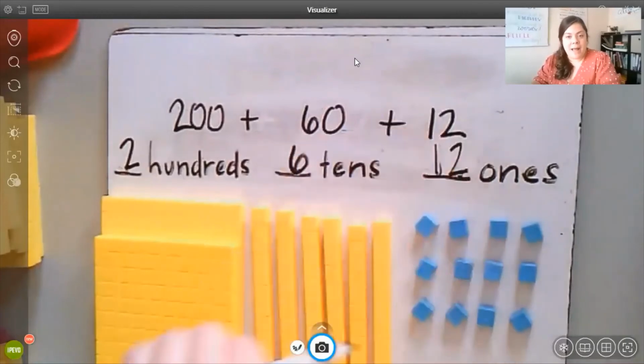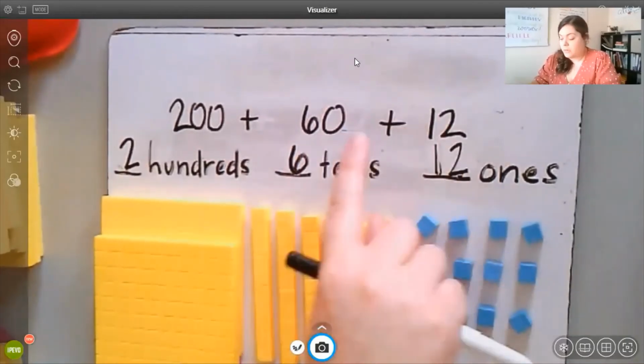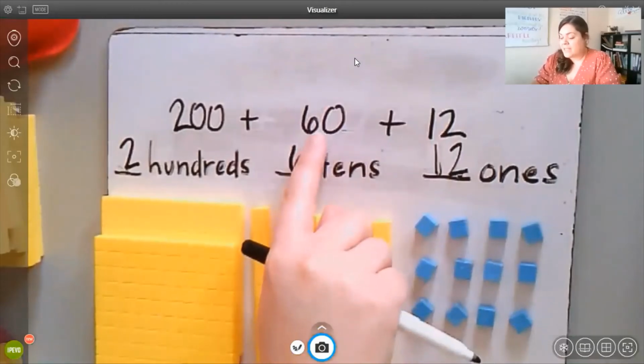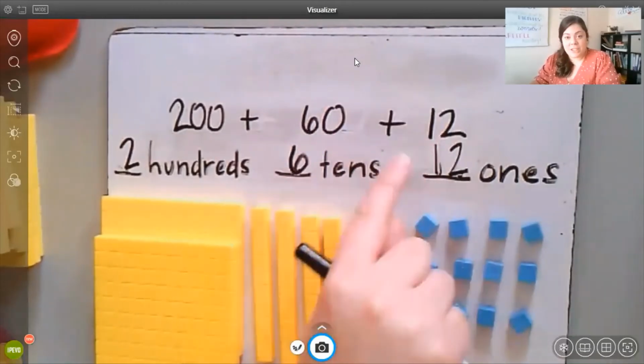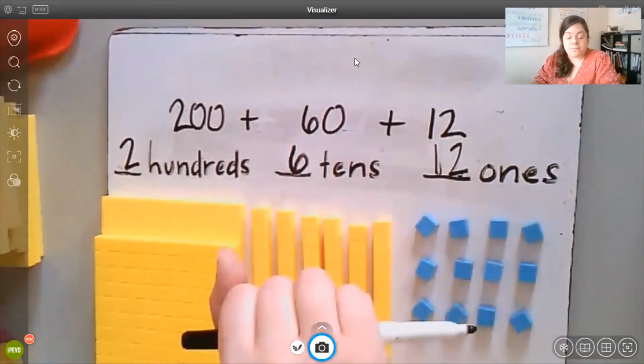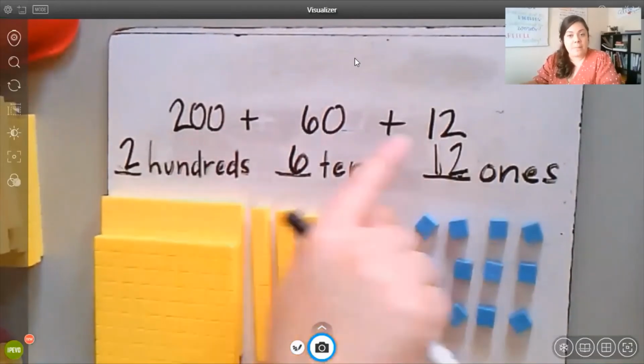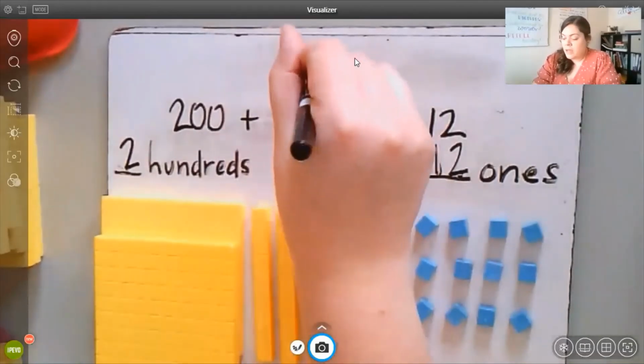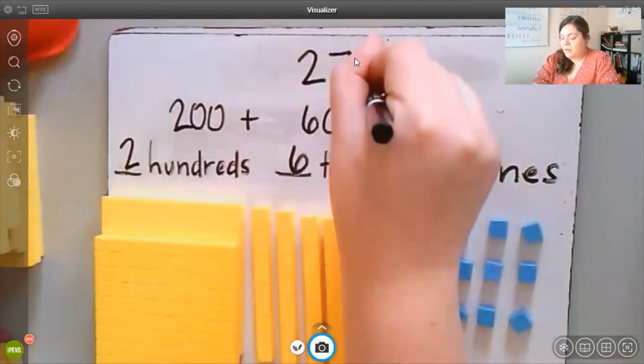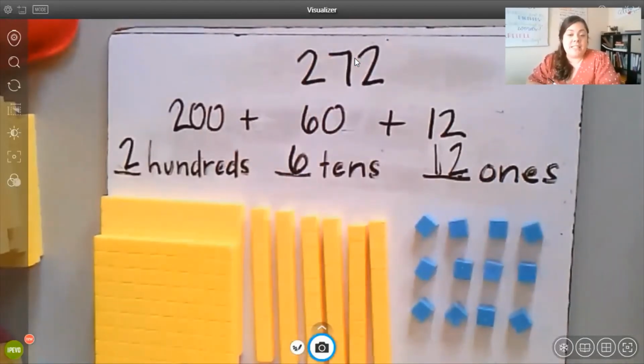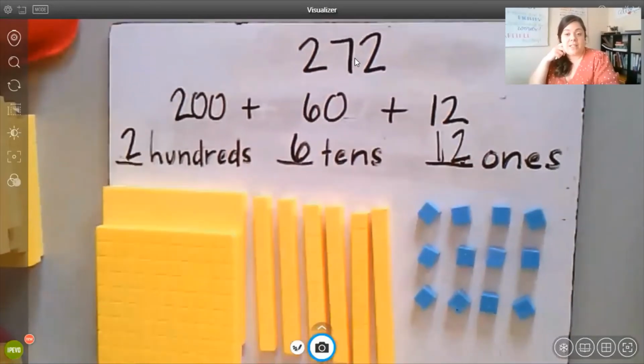I might try and combine my 60 and my 12 to see what that adds up to, or what my sum is. So I have 60 plus 12. That's going to give me 72. Then I have 200 plus the 72. And that's going to give me my final value of 272. That's one way that you can approach a question like this.